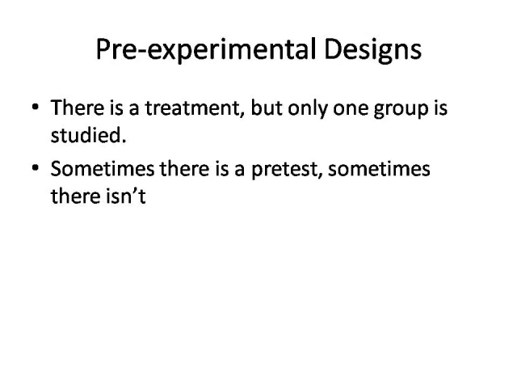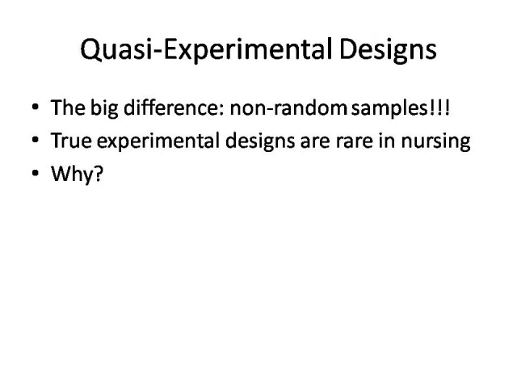Pre-experimental designs. There is a treatment, but only one group is being studied. Sometimes there's a pretest, sometimes there isn't. But the point is, there's only one group in the study. Quasi-experimental designs. Big difference here, non-random samples. That's it. True experimental designs are rare in nursing. Why?